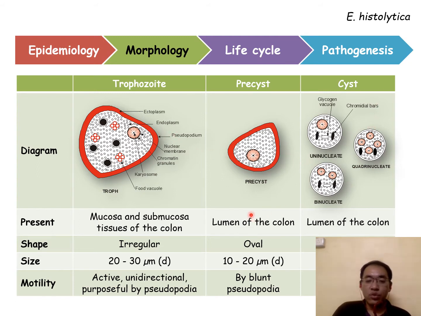Usually the trophozoite resides in the colon, and it is irregular in shape. As they undergo encystation, the shape changes from irregular to more and more spherical. The size of the trophozoite and its motility are gradually reduced as the encystation goes on.